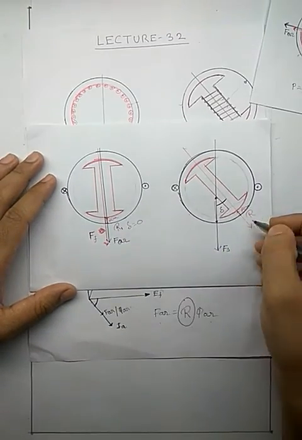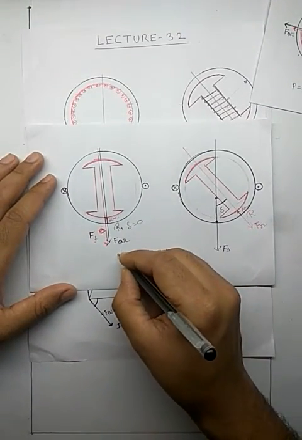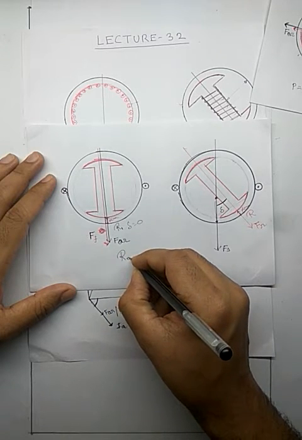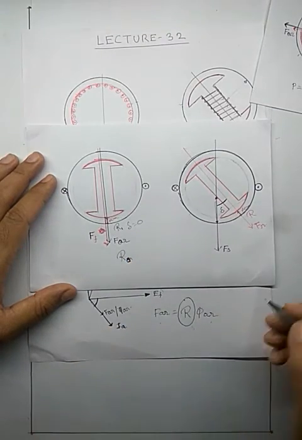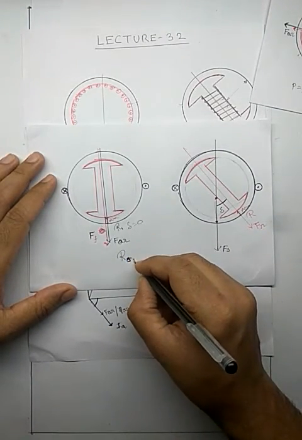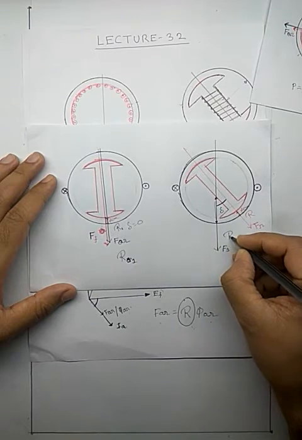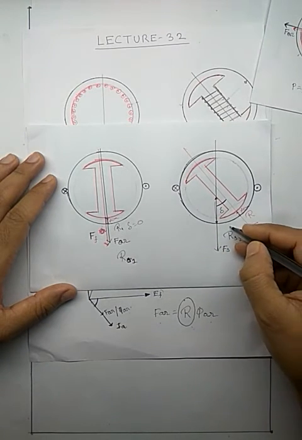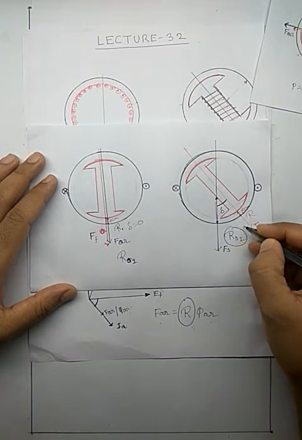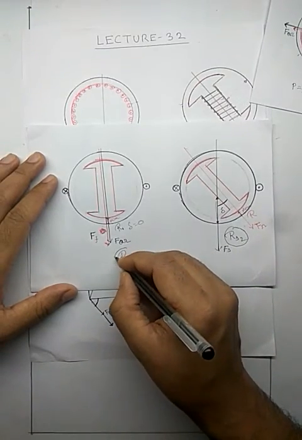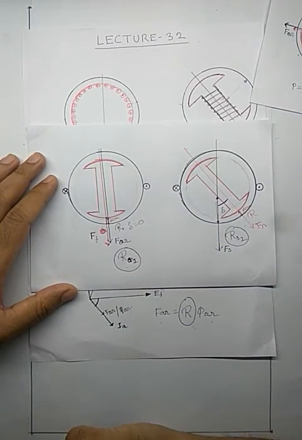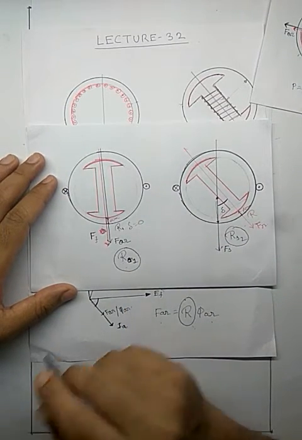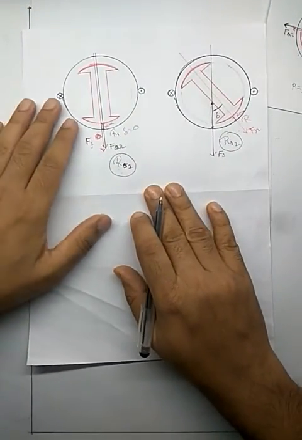Since the air gaps here and here are different, the reluctance seen by the stator flux, I will write it as RS, reluctance seen by the stator flux, is different. Say this is RS1 and this is RS2. This is the reluctance seen by the stator flux in this condition, and this is the reluctance seen in this condition. These two are not the same. Since the reluctance is not the same, the flux produced by the same MMF will not be the same.